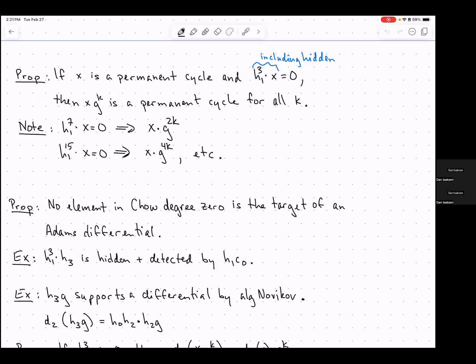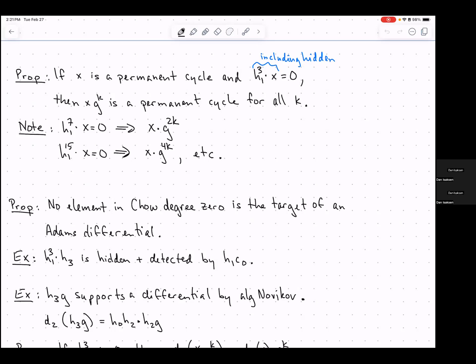All right, so you get these elements that are infinite cycles or permanent cycles or whatever. But how do you know whether they're hit by differentials? Well, it turns out there's this other proposition that no element in Chow degree 0 is the target of an Adams differential. It's simply impossible for degree reasons. Adams differentials increase the Chow degree, and 0 is the lower bound on Chow degree. So if you're in Chow degree 0, there's no room for differentials, which would have to come from negative Chow degree, and those don't exist. That's what makes Chow degree 0 particularly easy to work with.